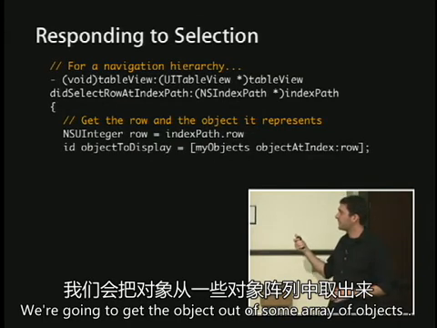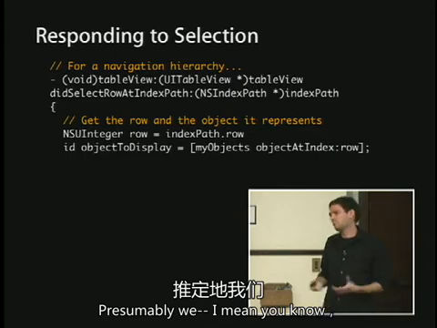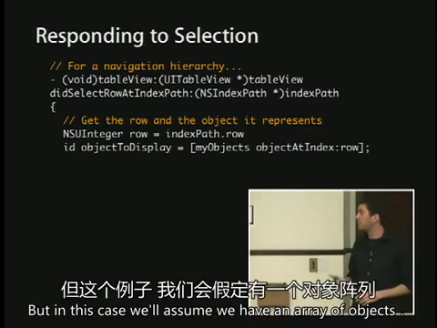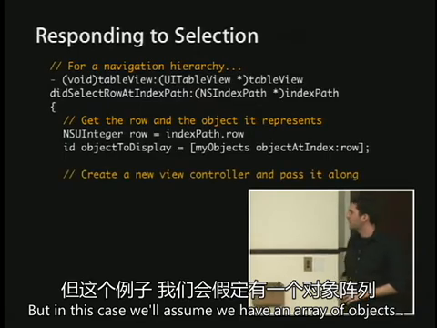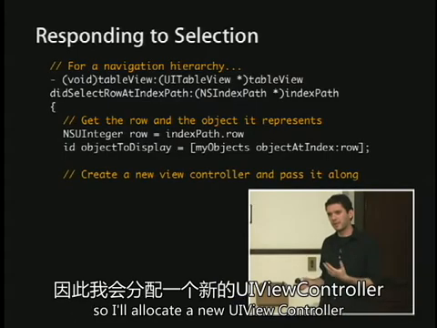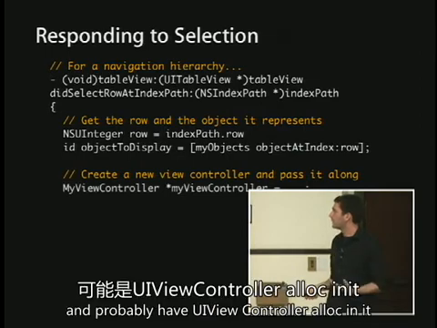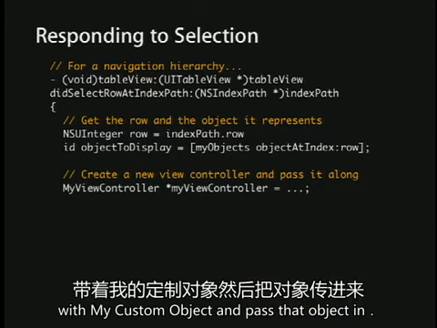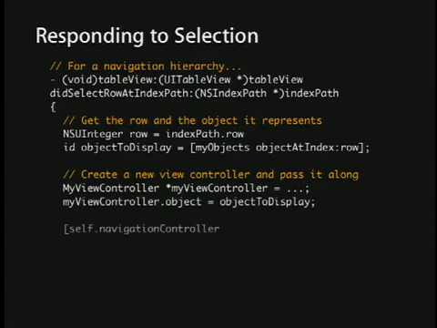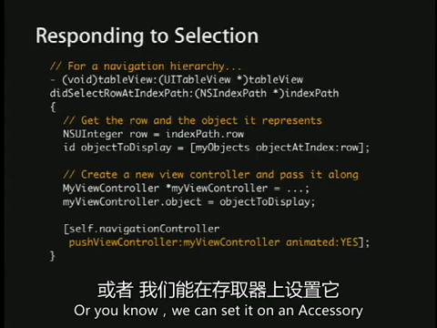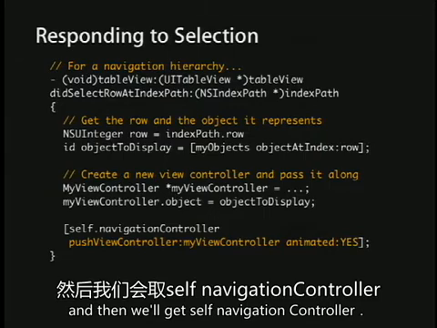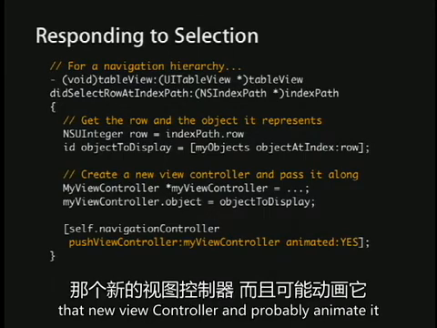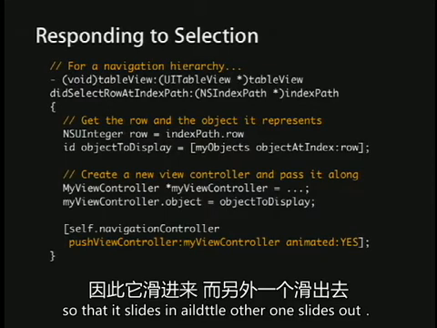We're going to get the object out of some array of objects, presumably. You could pretty much be storing your data any way that you liked, but in this case, we'll assume we have an array of objects. We're going to create a new view controller, so we'll allocate a new UI view controller, and probably have UI view controller alloc init with my custom object and pass that object in, or we can set it on an accessor, and then we'll get self.navigationController, so we'll get our current navigation controller, and push that new view controller and probably animate it so that it slides in and the other one slides out.